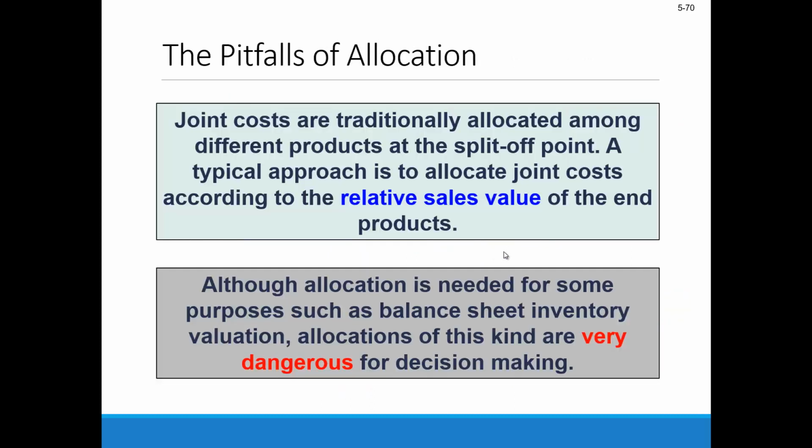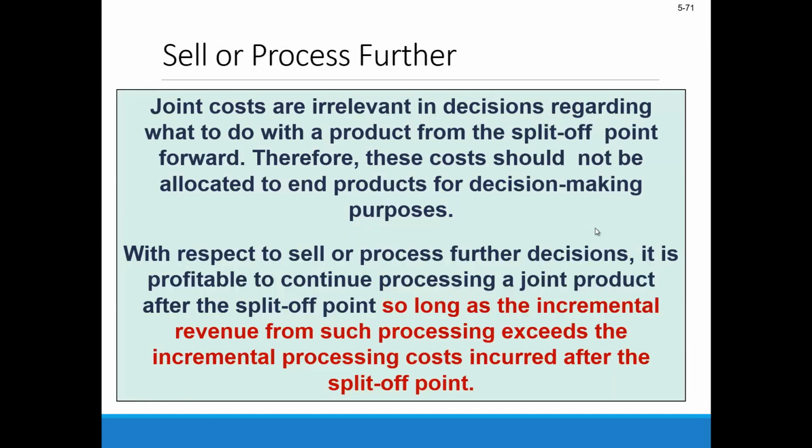the household chemicals. Allocation, as we've talked about several times throughout the semester, is necessary for things like balance sheet inventory valuation, but it can often lead to suboptimal decisions. It can often make products and segments look potentially unprofitable when really they are profitable, because we're saddling these products or segments with costs that aren't necessarily driven or incurred by that particular product or segment.